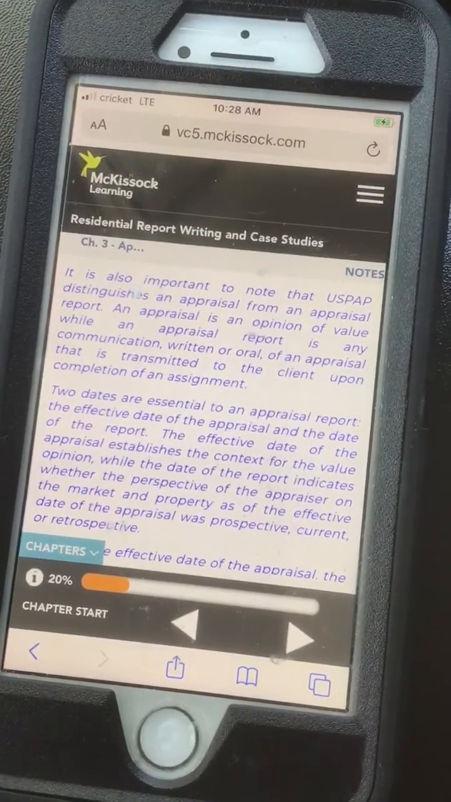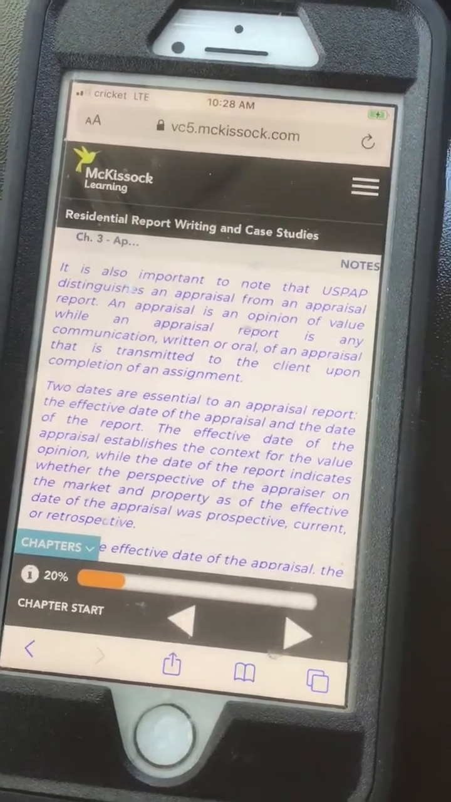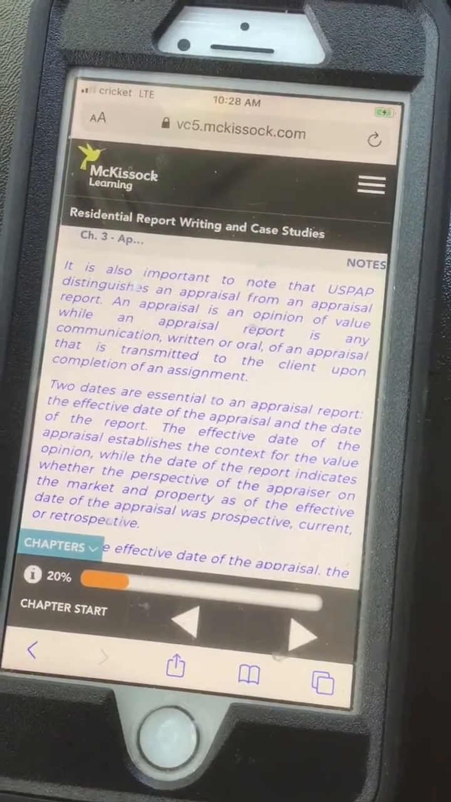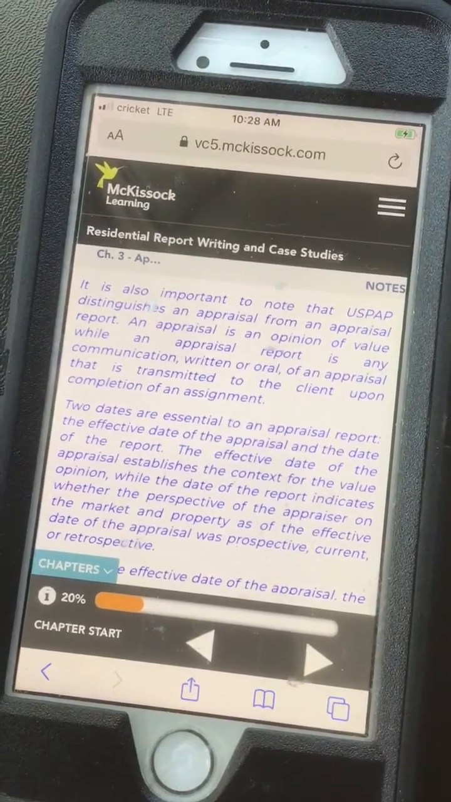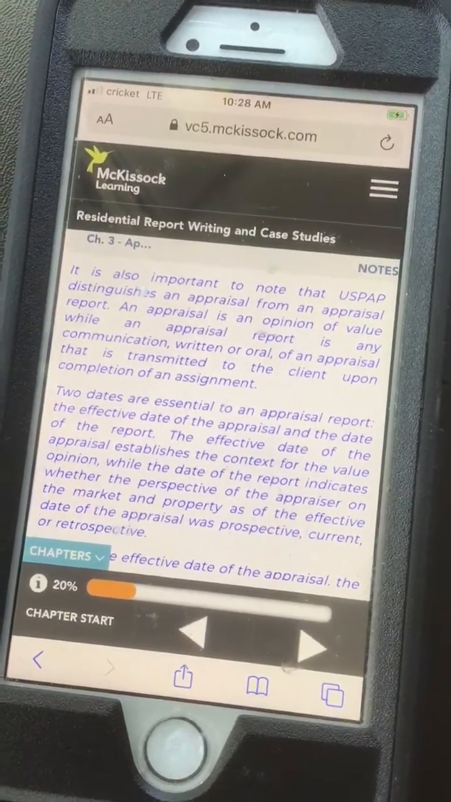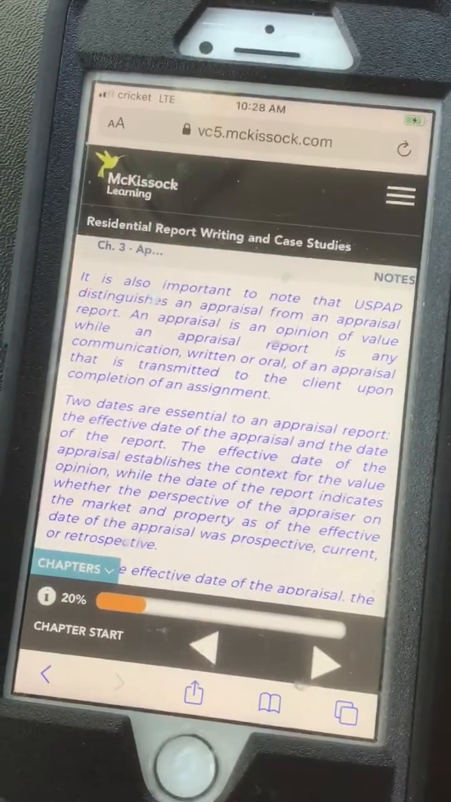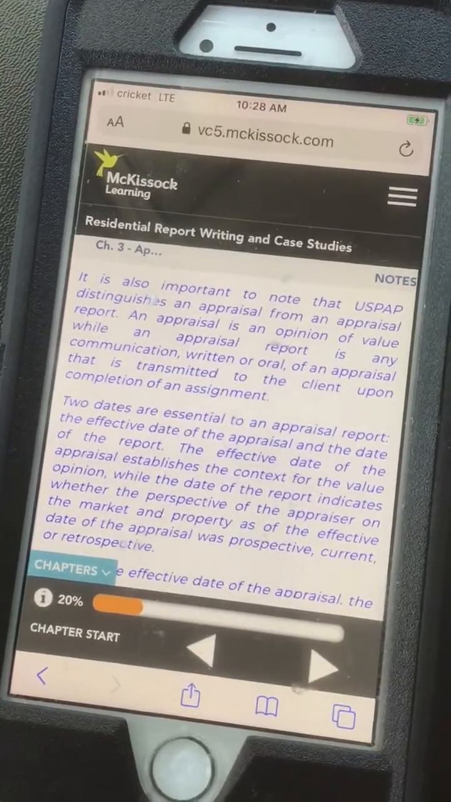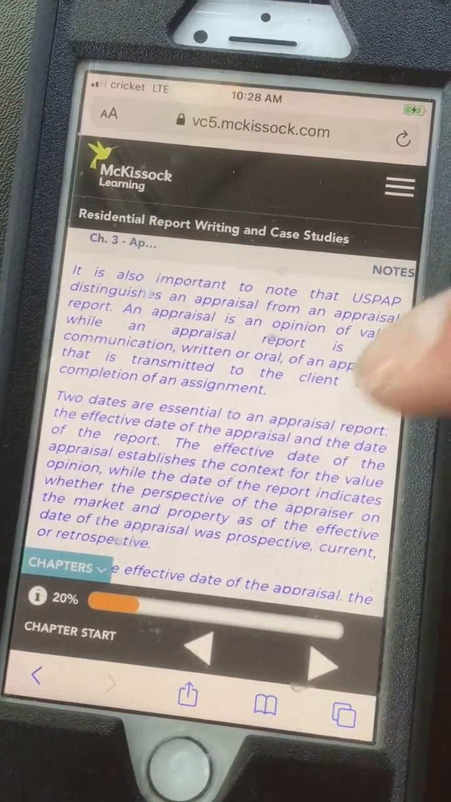It is also important to note that USPAP distinguishes an appraisal from an appraisal report. An appraisal is an opinion of value, while an appraisal report is any communication, written or oral, of an appraisal that is transmitted to the client upon completion of an assignment.